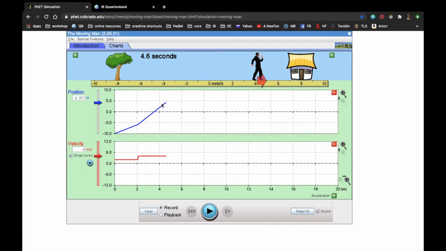Now, what if I want to bring the man back? Moving backwards means a negative velocity. So I can change this to say negative 2 meters per second. Immediately, you're going to see this arrow moving at the negative 2 mark, and the man actually turned back, and you see the vector is also pointing back. Since the man is now moving backward, we expect the position graph to come back down at constant velocity. Let's see.